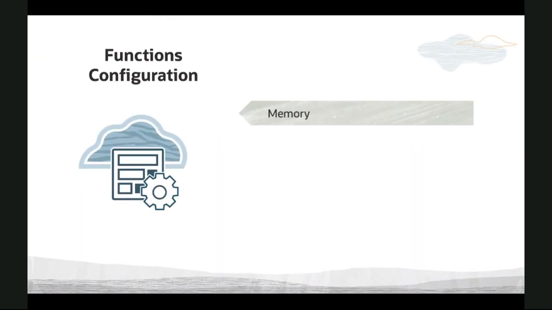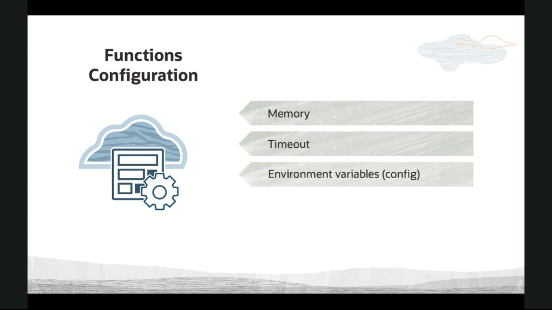Let's look at the function configurations. As a user, you have control on the function memory. You can select one of 128 MBs, 256 MB, 512 MB, or 1 GB for your function memory. The next parameter that you can configure is the function timeout, and today Oracle Functions supports a maximum of 5 minutes for function timeout.